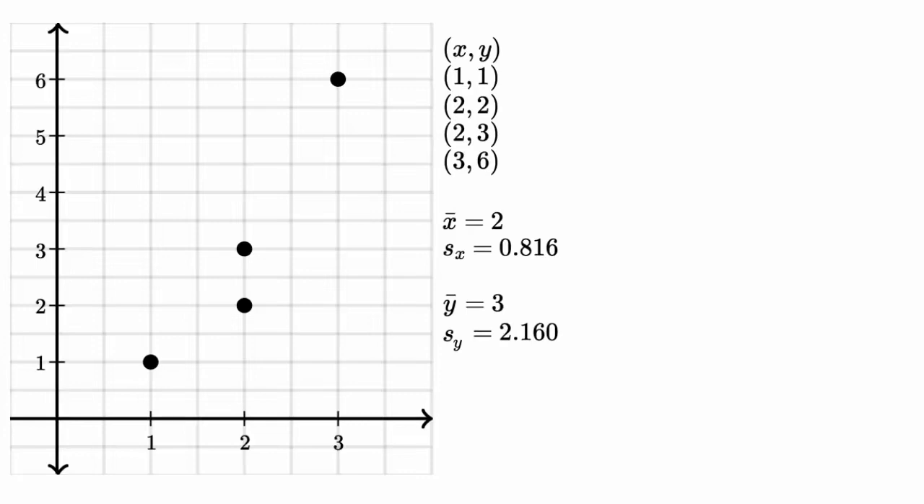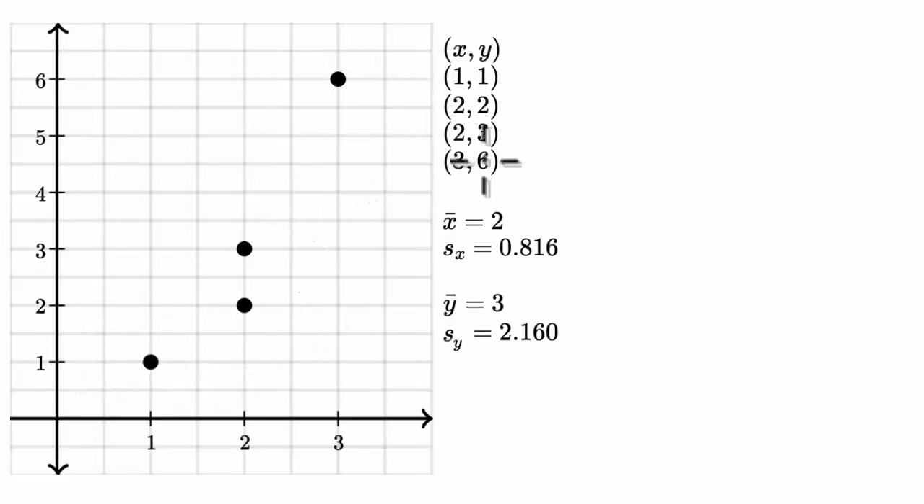What we're going to do in this video is calculate by hand the correlation coefficient for a set of bivariate data. And when I say bivariate, it's just a fancy way of saying for each x data point, there is a corresponding y data point.